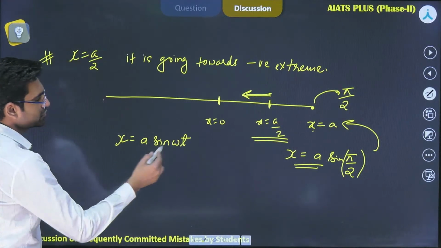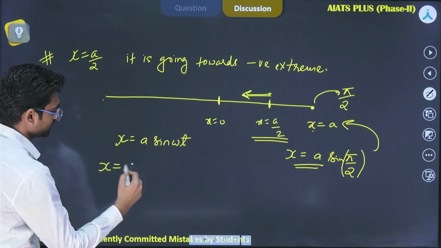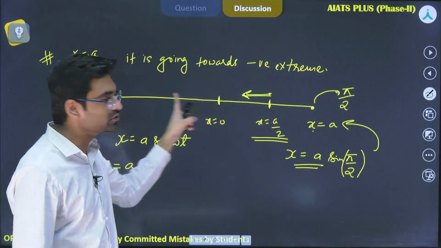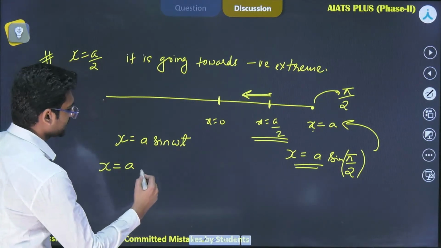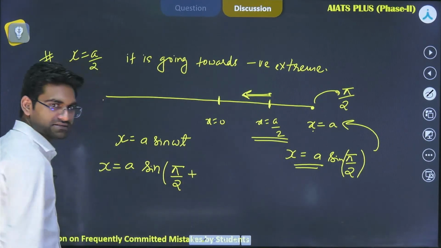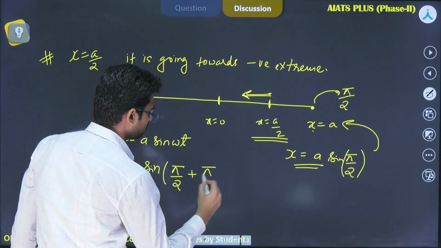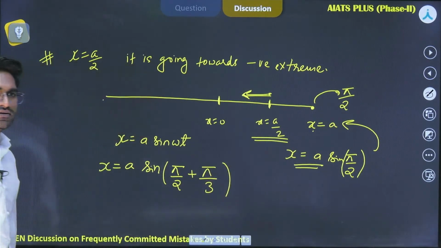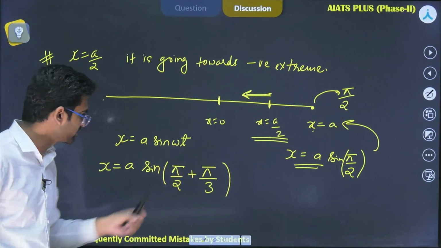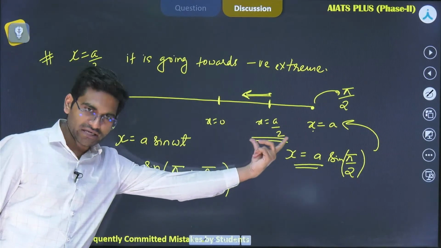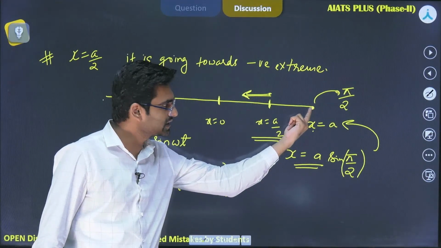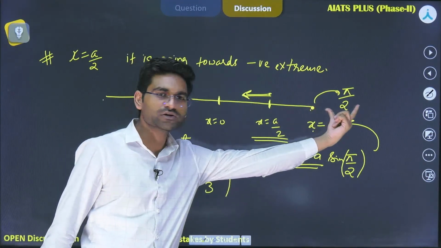So x is equal to a sine omega t. Now again, I need a by 2, but the particle should be going towards negative. So a sine of pi by 2 plus pi by 3. Why am I writing this? Because x is equal to a sine omega t is our fundamental equation. I need x is equal to a by 2. I already know that the particle has already reached here, so it has completed this pi by 2 motion already.